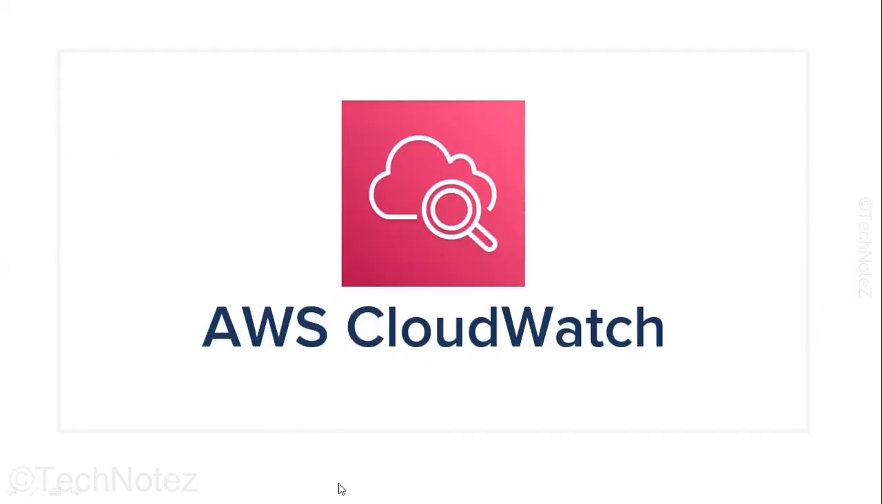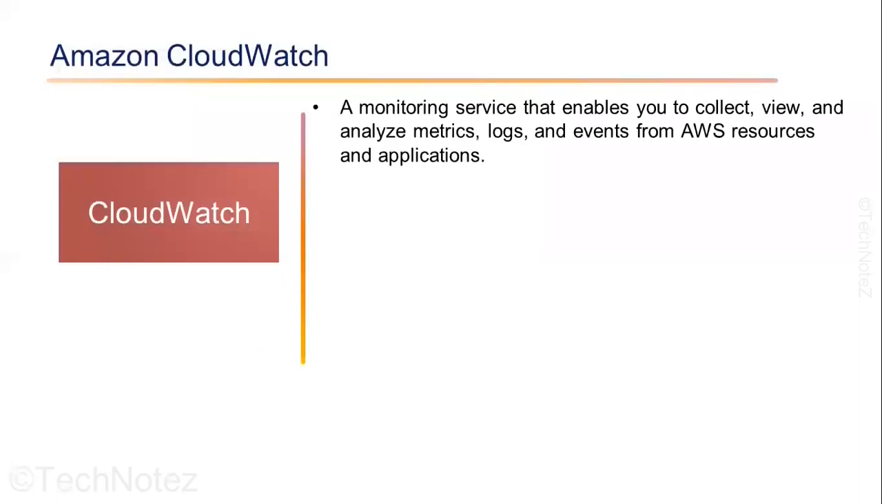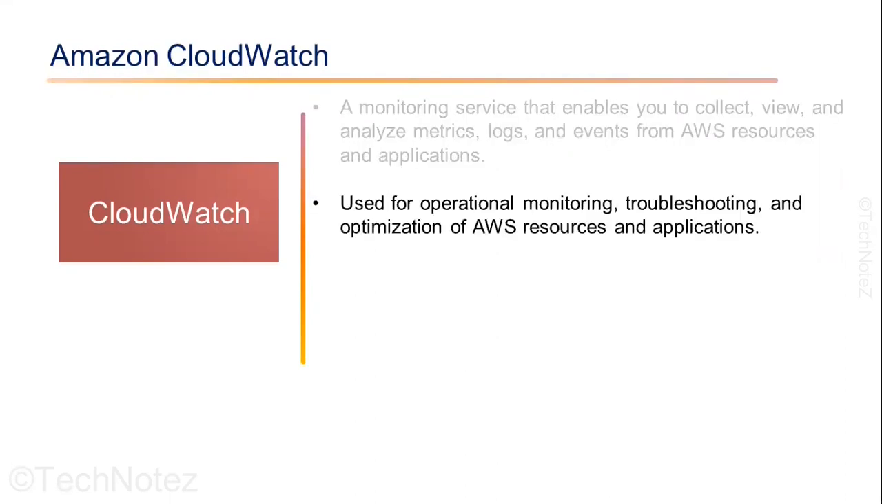Next, let's talk about AWS CloudWatch. AWS CloudWatch is a monitoring and logging service offered by AWS that provides real time and historical insight into the performance and health of your AWS resources, applications, and services. It collects and processes log files, metrics, and events to provide you with a unified view of your AWS environments and enables you to set alarms and automate actions based on the metrics and events. It can be used for operational monitoring, troubleshooting, and optimization of AWS resources and applications.